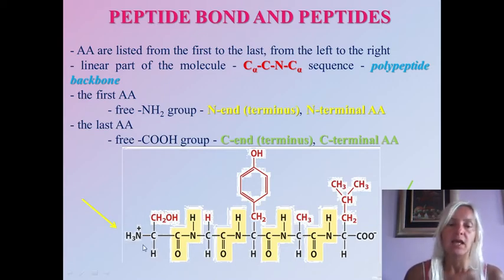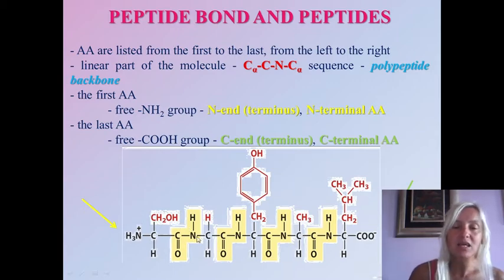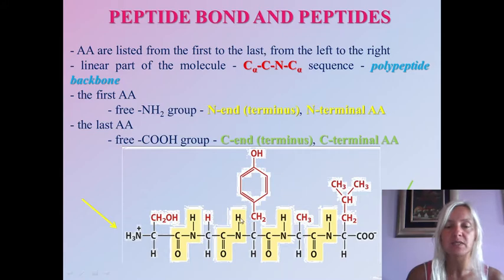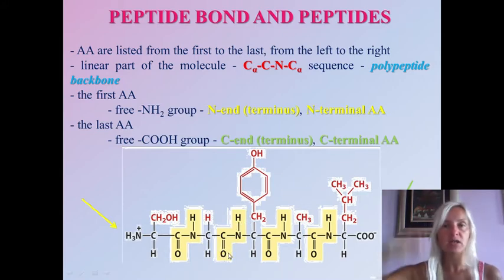So you notice that in each peptide or polypeptide chain, we have 2 domains. The first domain is the linear part of the molecule, and the second domain consists of those side chain groups, hydrogens and carbonyl groups, which are positioned above or below the linear part of the molecule.